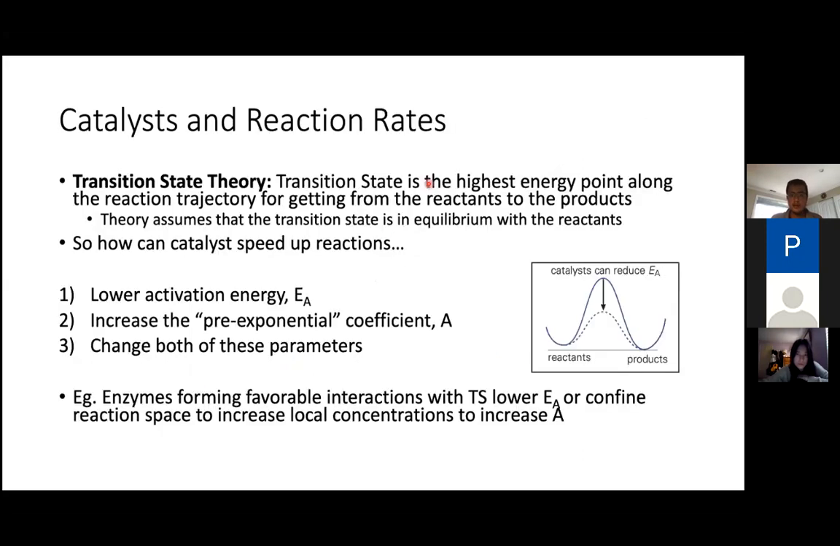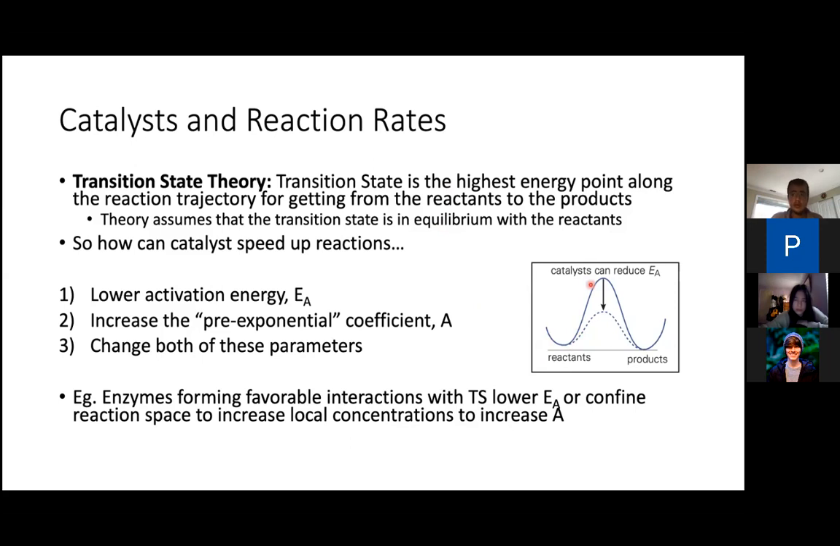And then finally, I briefly talked about this. The idea that a reaction has to overcome a transition state is called transition state theory. The transition state is simply the highest energy point in the reaction trajectory from getting the reactants to the products. And the theory assumes that the unreacted reactants are in equilibrium with the transition states.